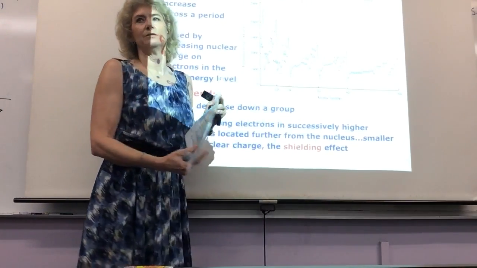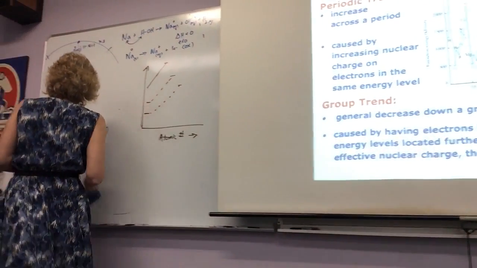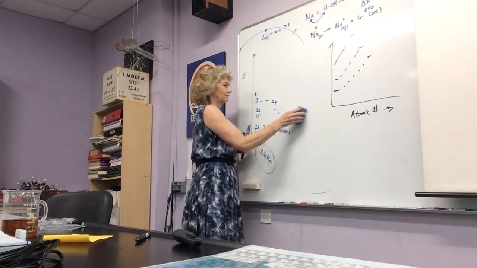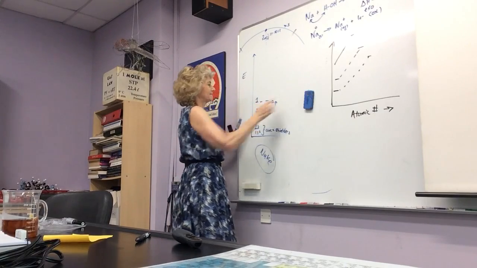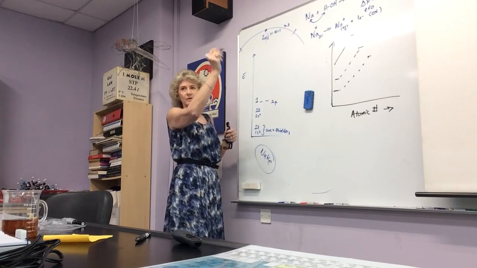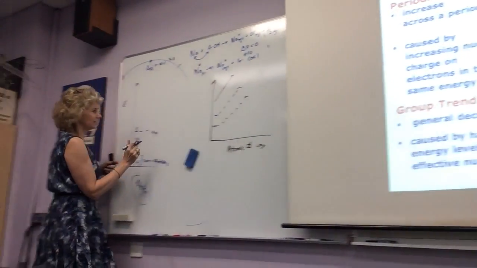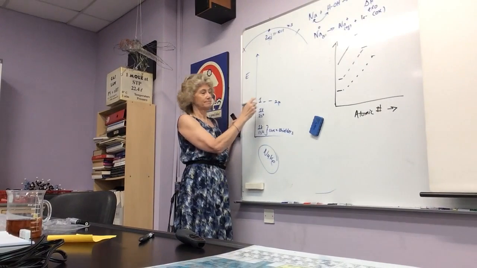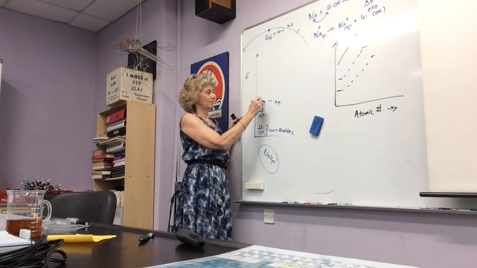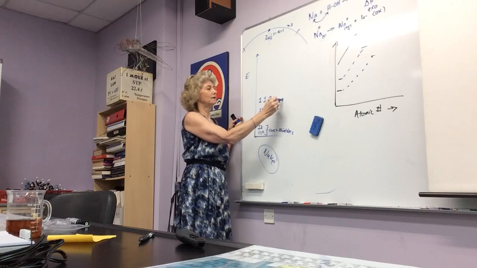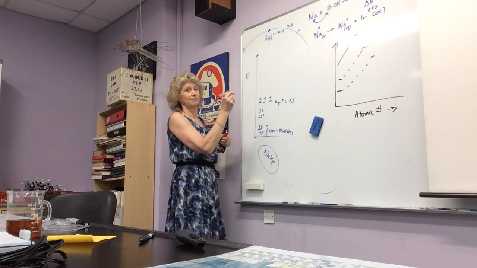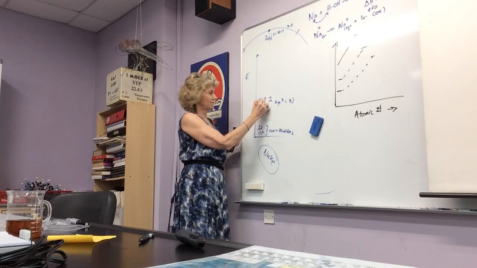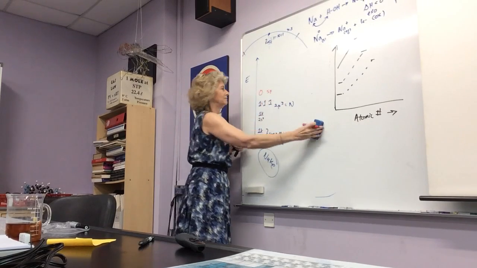What about that other little joggle? Well, come back to the Aufbau diagram. Where does that first little anomaly occur, where it dips down? Nitrogen to oxygen. What's nitrogen's electron configuration? 2p3. And what's oxygen's? Where does it go now? What happens here?